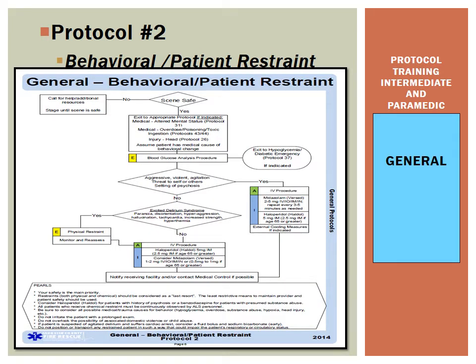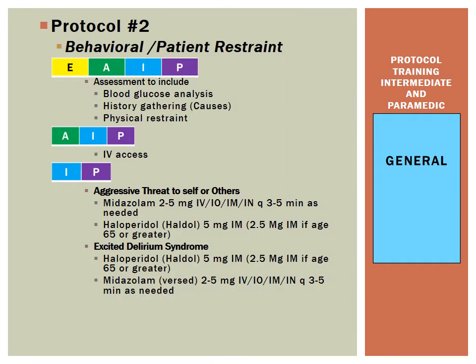Protocol 2 is our behavioral and patient restraint protocol, and of course, our priority in this emergency is whether or not the scene is safe. So for your treatment, all provider levels, we need to get a good assessment on these patients, including blood glucose analysis and history gathering to determine whether or not this behavioral emergency is caused by a medical condition. Also, we need to consider physical restraint.